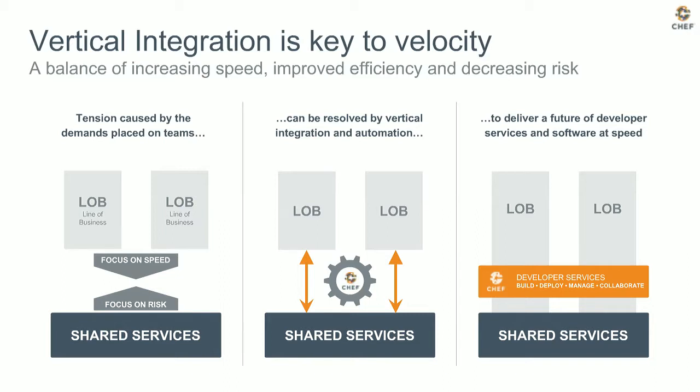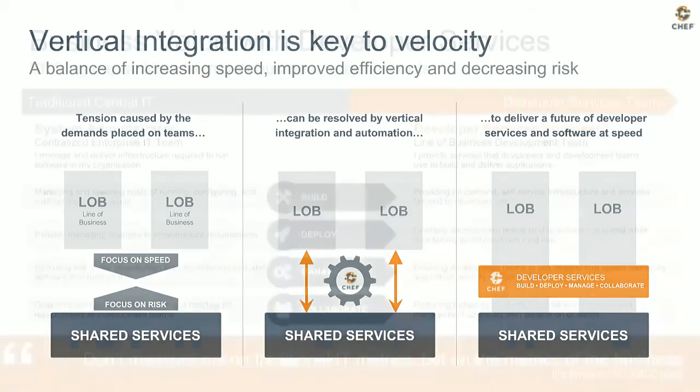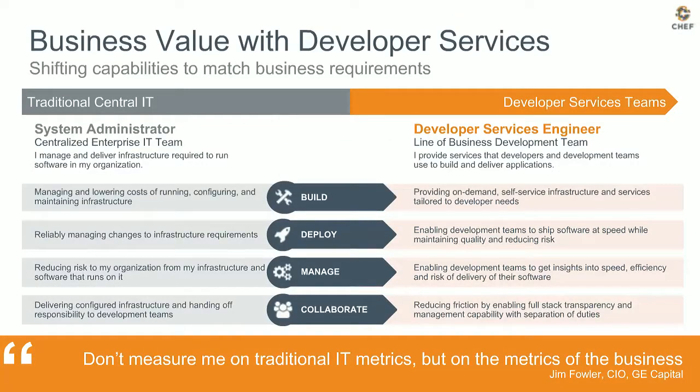At Chef, right, our view is that the way to do that in large organizations is through vertical integration, right? From the customer, through the business, through development, and through operations, all in the service of learning to ship software fast. And in a nutshell, right, that's what it means to transform into a developer services organization. It means shifting capabilities to match business requirements. And you use the metrics that we've explored as a way to change the way that your teams build, deploy, manage, and collaborate on delivering software to your users, right?